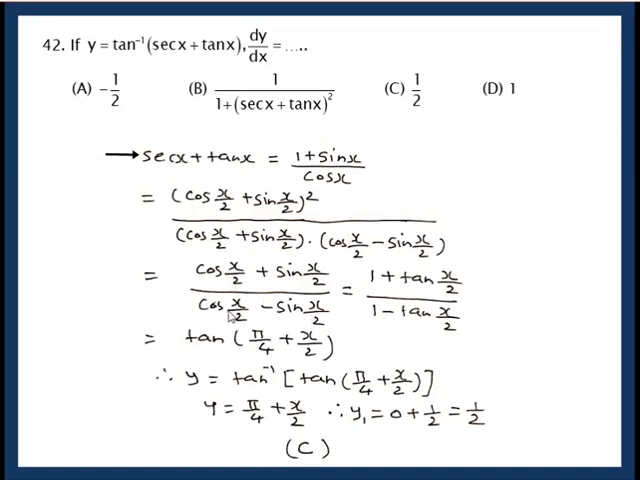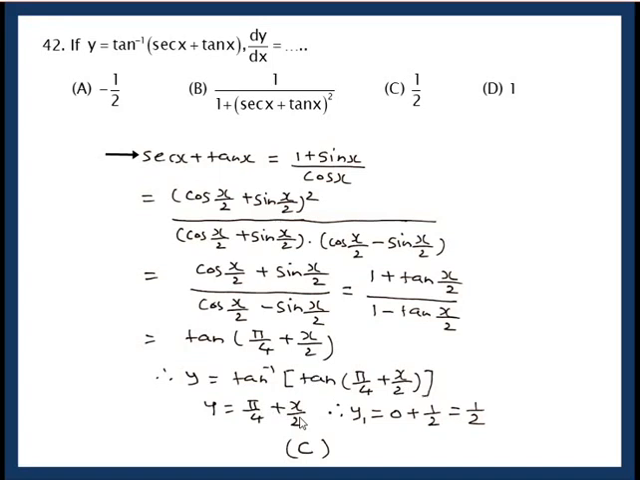Now divide numerator and denominator by cos to get this. I can replace this by this. You can check it: tan of alpha plus beta is tan alpha plus tan beta upon 1 minus tan alpha tan beta. Yes, tan pi by 4 is 1. So what is y? Tan inverse of tan of pi by 4 plus x by 2, simply pi by 4 plus x by 2.